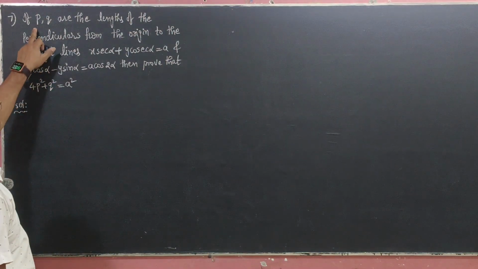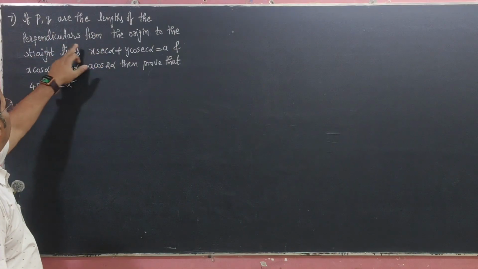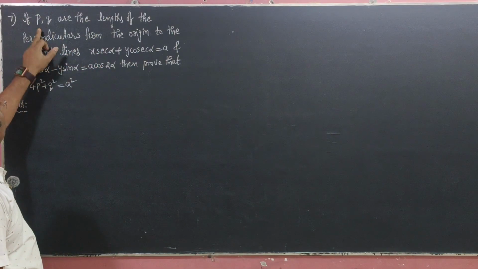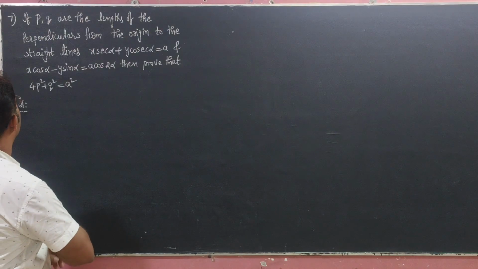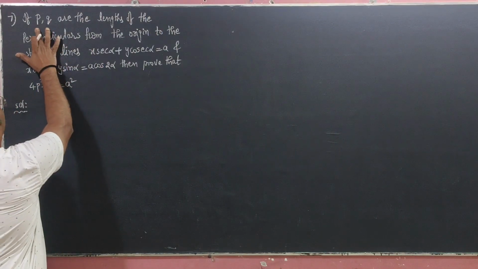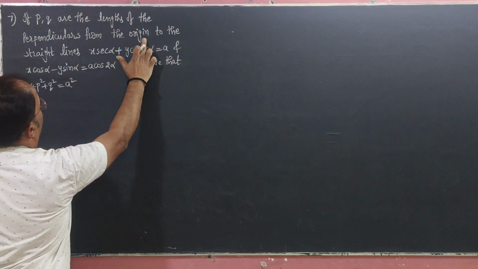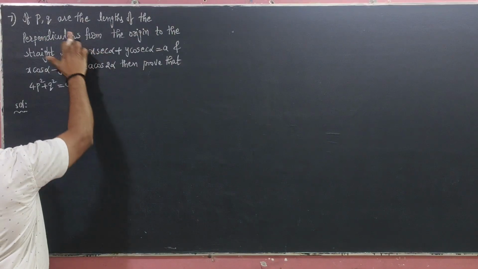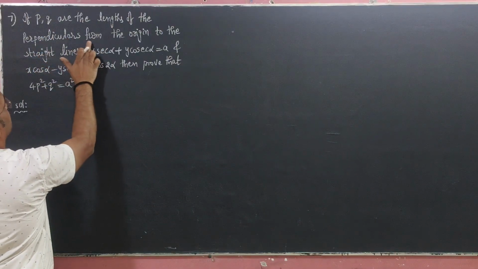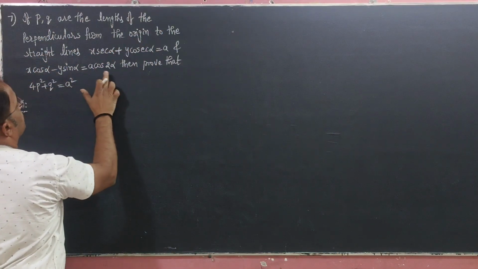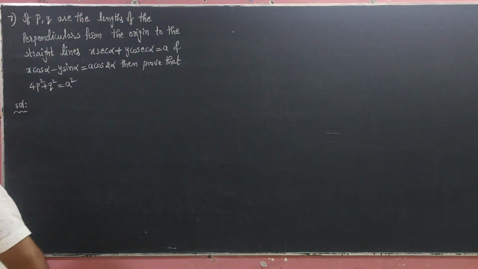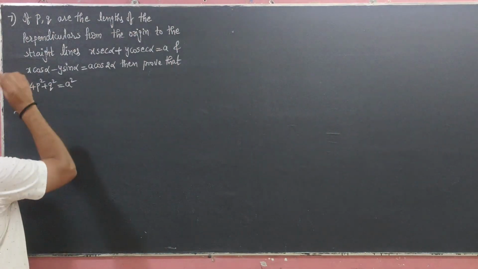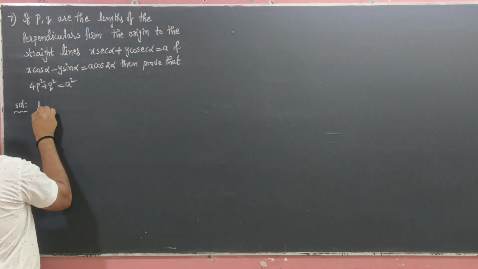Listen, p and q are the lengths of the perpendicular distances. P is the perpendicular distance from the origin to the first line, and Q is the perpendicular distance from the origin to the second line. Then we have to prove that 4p square plus q square equals a square. First, what is P?